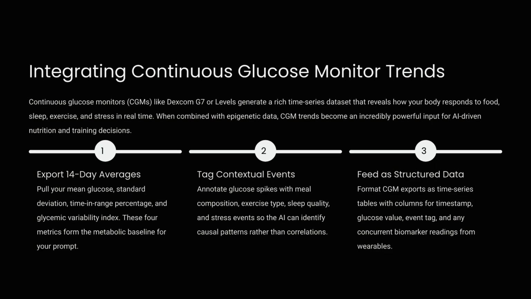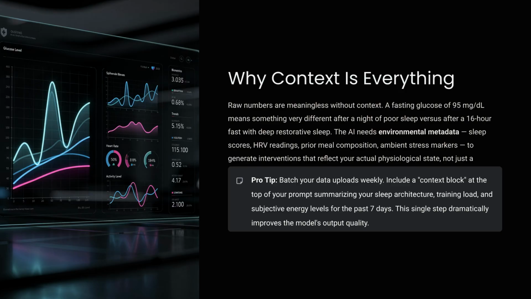Continuous glucose monitors, or CGMs, provide rich time series data on how your body responds to food, sleep, and stress. Combine this with epigenetic data for powerful AI-driven decisions. Export 14-day averages, tag contextual events, and feed the data in a structured time series format. Context is essential. Raw numbers are meaningless without environmental metadata like sleep scores, heart rate variability, and prior meals. The AI needs this information to generate interventions that reflect your actual physiological state, not just a snapshot.